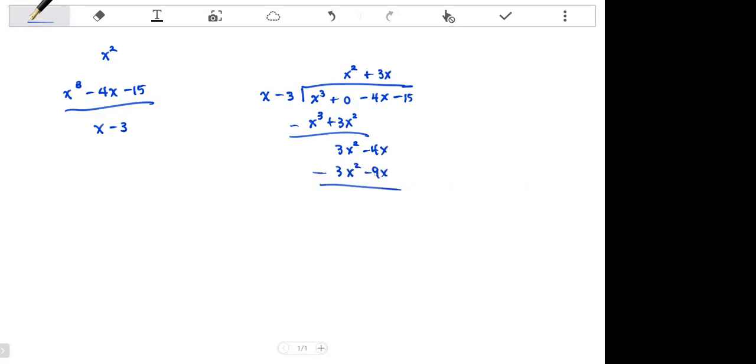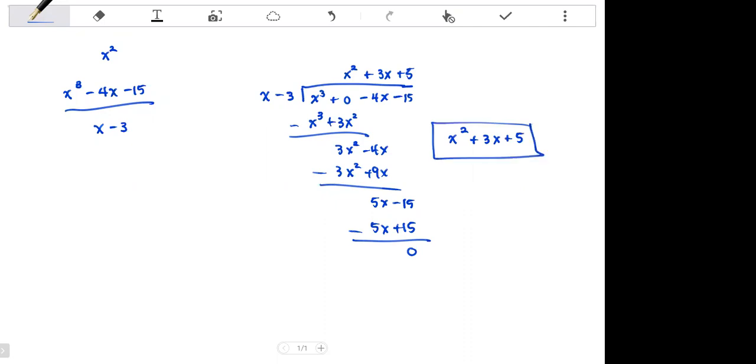And we subtract, leaving 5x, bring down the negative 15, and 5 times 5x minus 15, subtract, and we get a remainder of 0. So our answer is just x squared plus 3x plus 5. Does that make more sense for these complicated problems? Yeah.